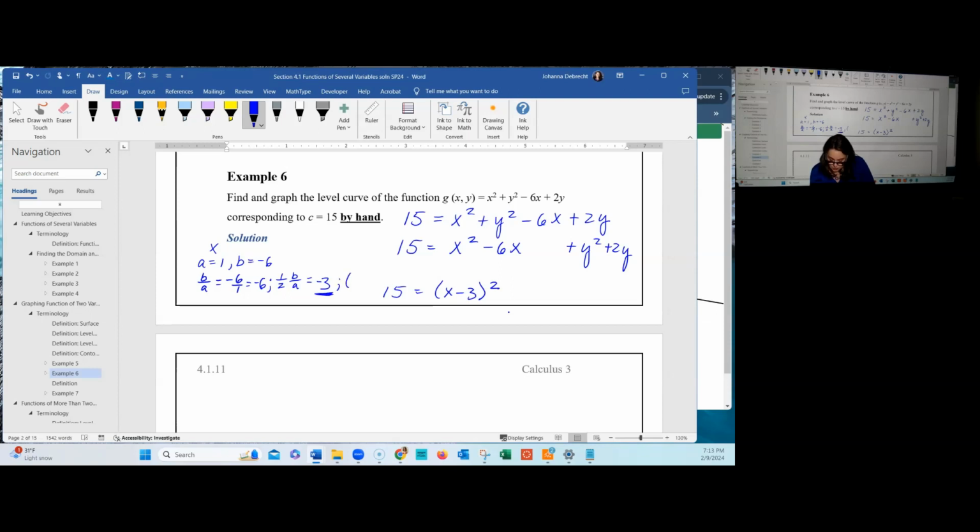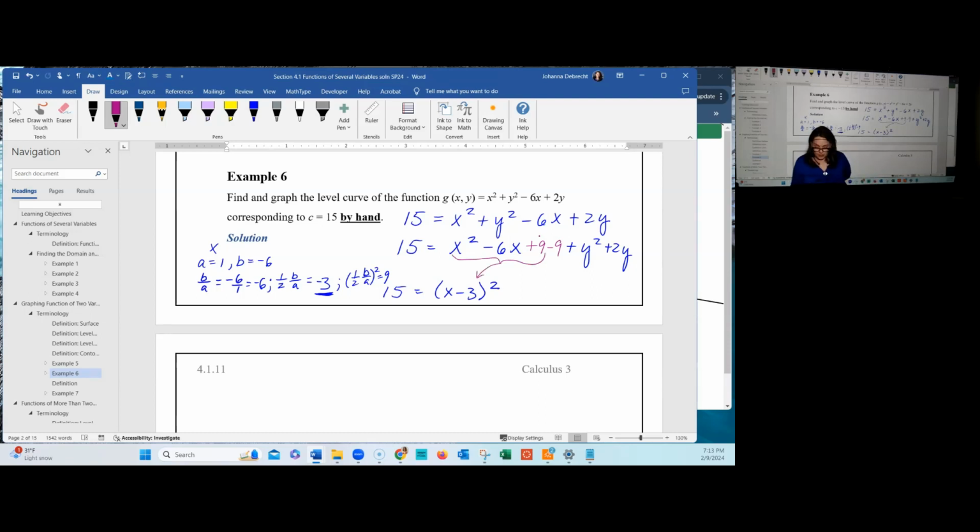Next, we want to square half of b over a, and that gives me 9. The 9 is what I need to add and subtract into the equation so that it works out. In this case, I now have the first three terms factoring as the binomial x minus 3 quantity squared. That's where this comes from.